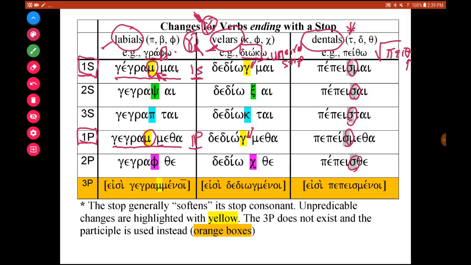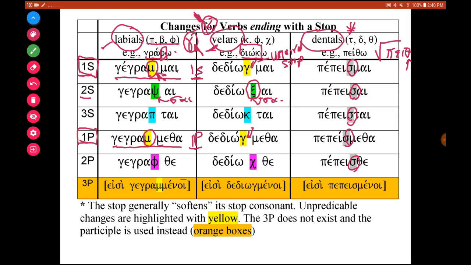For the second person singular forms, notice that it really doesn't matter what the labial is, just by the nature that the second person singular ends with a sigma, you're automatically going to get the affricate. So because the sigma combines with whatever the stop is, you get the affricate. So for labials, the affricate is the psi, and for the velars, the affricate is the xi.